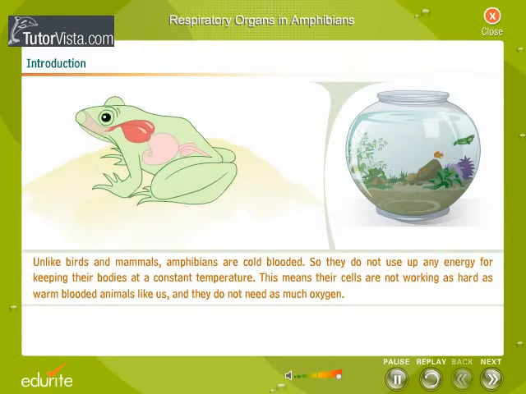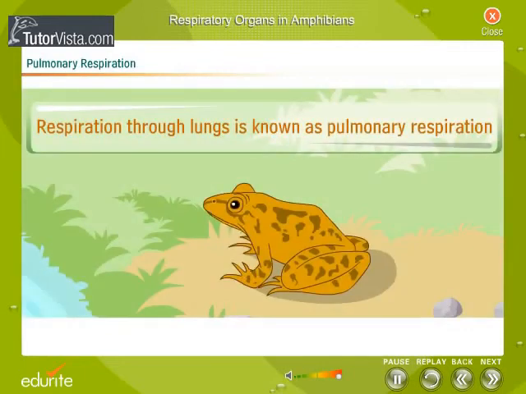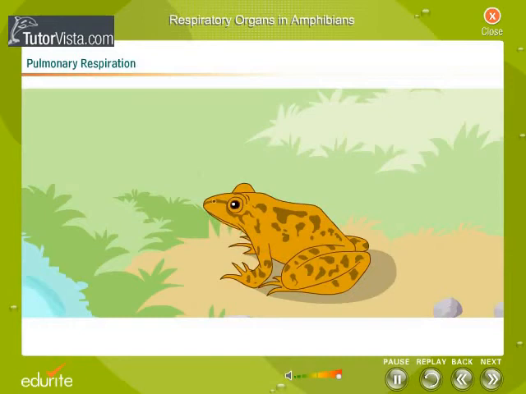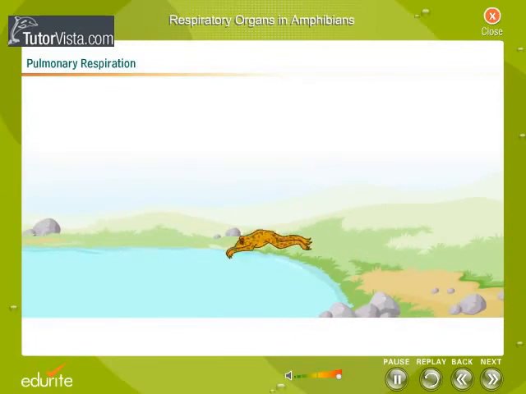In this module, let's learn about pulmonary respiration and cutaneous respiration in amphibians. Respiration through lungs is known as pulmonary respiration. The frog breathes through lungs while on land, or when it is floating on the surface of the water.